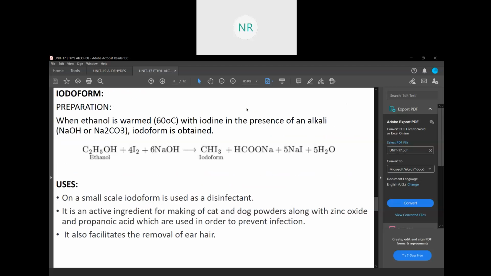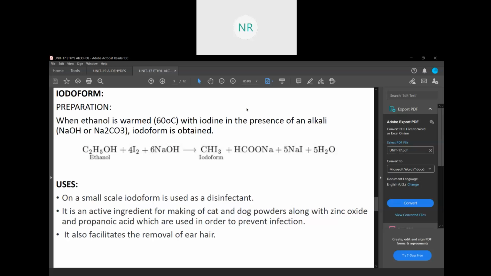Next is iodoform. How do you prepare iodoform? The formula for iodoform is CHI3. When ethanol is warmed to 60 degrees Celsius with iodine in the presence of an alkali, that is sodium hydroxide or Na2CO3, iodoform is obtained. So ethanol, C2H5OH, plus iodine plus 6NaOH, sodium hydroxide, gives us iodoform plus the remaining byproducts when heated to 60 degrees Celsius.